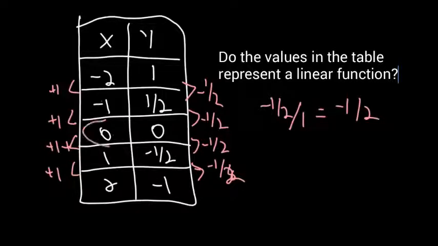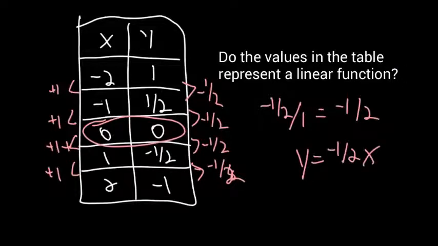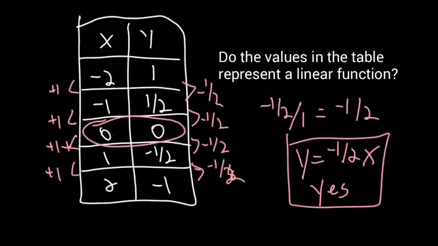And we go through the point 0, 0, so we're not going to add or subtract anything. So if we want to write the function for that, it'd be y equals negative 1/2 x. So yes, this is linear, and it has a function of y equals negative 1/2 x.